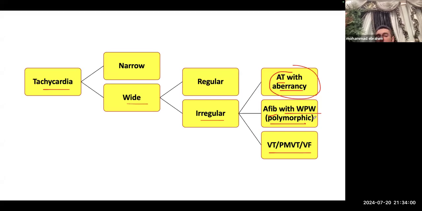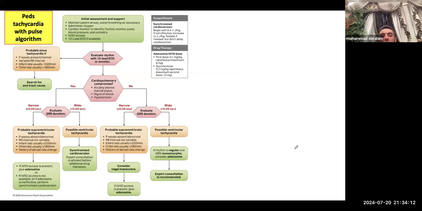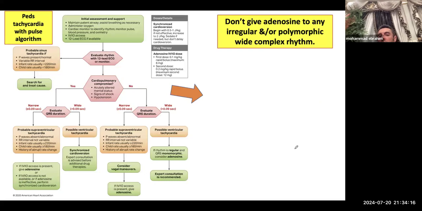We're now heading towards the most advanced part of the lecture. And then VT could be regular or irregular. Polymorphic VT is usually irregular, VF is usually irregular. So this is your differential. And the take-home message here is do not give adenosine if you see an irregular rhythm that is wide, or a polymorphic rhythm that's wide.